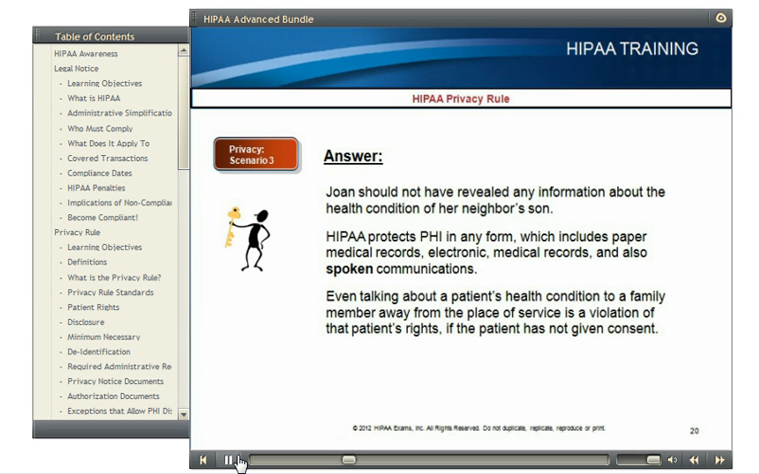Answer: Joan should not have revealed any information about the health condition of her neighbor's son. HIPAA protects PHI in any form, which includes paper medical records, electronic medical records, and also spoken communications. Even talking about a patient's health condition to a family member away from the place of service is a violation of that patient's rights if the patient has not given consent.